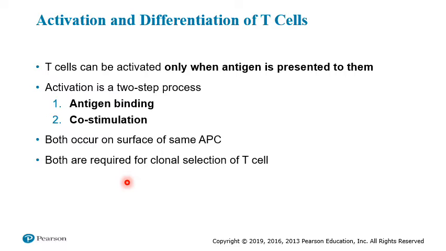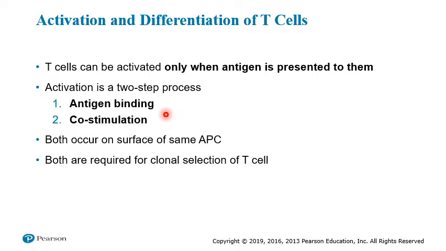T cells can be activated only when antigen is presented to them. Activation is a two-step process. The first step is antigen binding. Take note of this: your T cells will not become helper or killer T cells if they are not activated in the two-step process. They cannot only be presented with the antigen and then voila, they already know what to do. No, it has to be a two-step process.